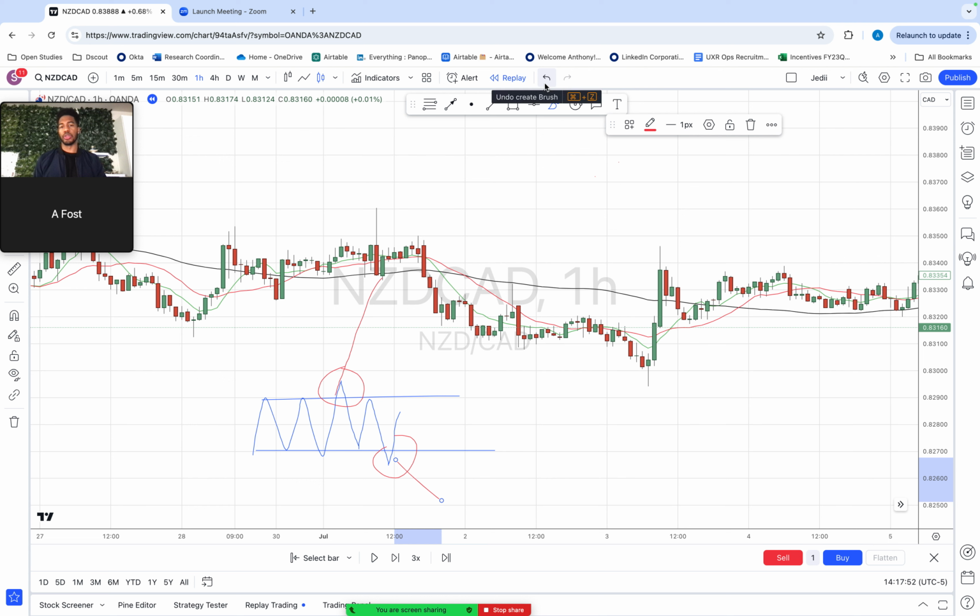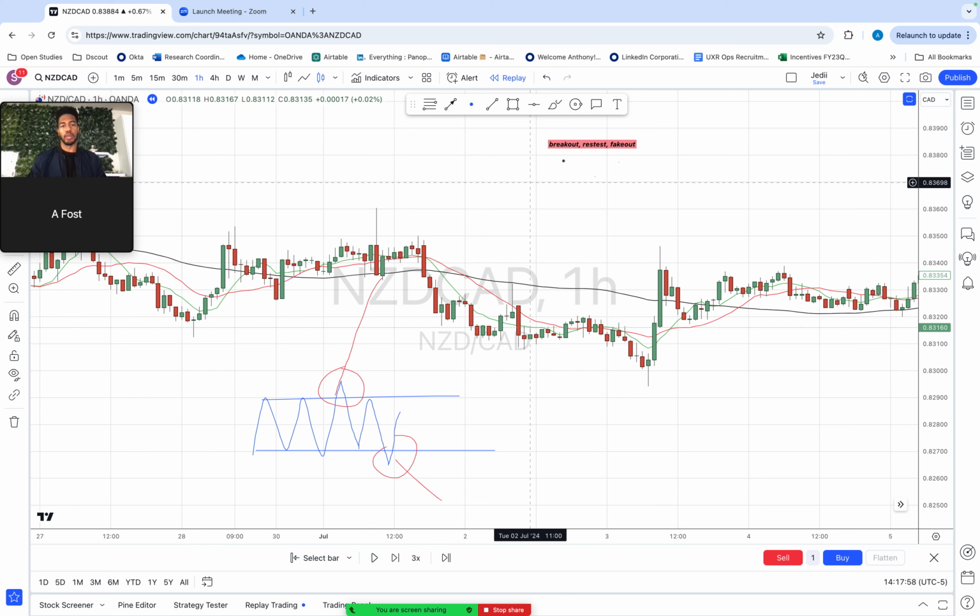Like I said, these are the three phases: breakout, retest, and then fake out. This concept is pretty straightforward.